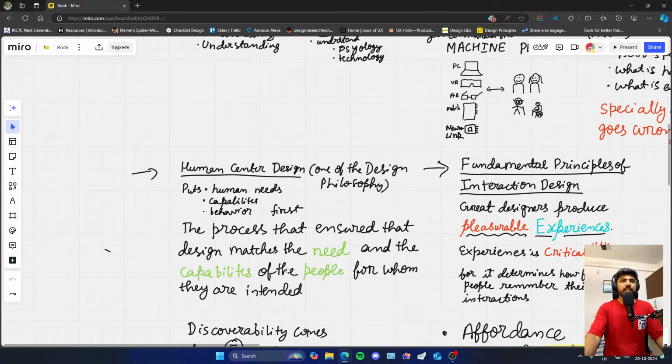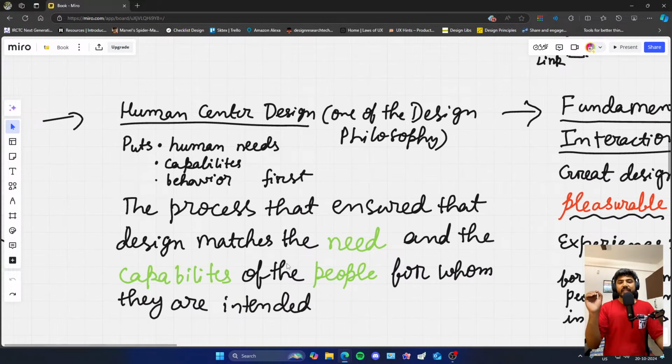Now we'll come to human-centered design. It is one of the design philosophies according to the book. It puts human needs, capabilities, and behavior first. It is the process that ensures design matches the needs and the capability of the people for whom it is intended. That means when you try to match the needs and the capability of the people who are supposed to use the device or the application or the product, that is called human-centered design.